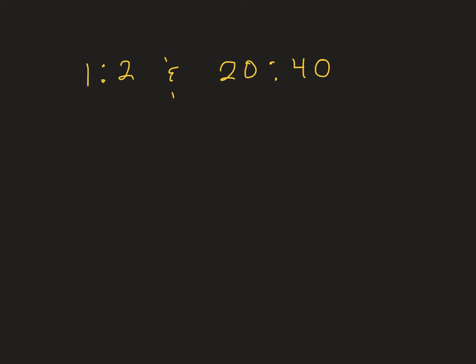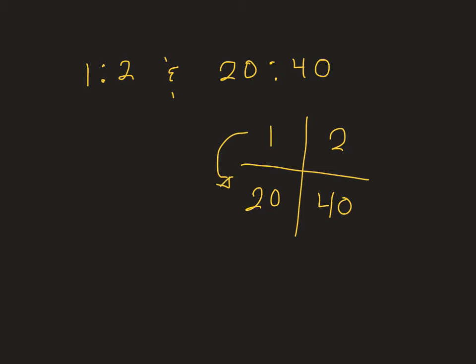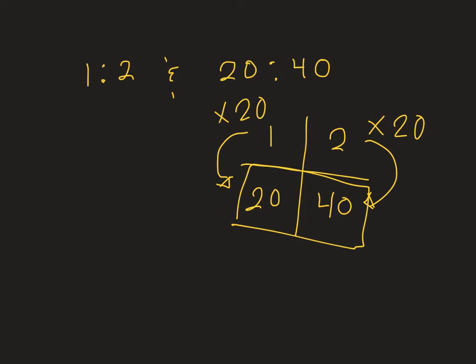So check this out. We know how to use the cross method to find out if these two ratios are equivalent. We stick them in the cross, we find out how many groups do we need to get the bottom number? In this case, we need 20 groups of 1 and 20 groups of 2, and we have our answer of 20 and 40. And we know that these are equivalent ratios because their groups are the same.